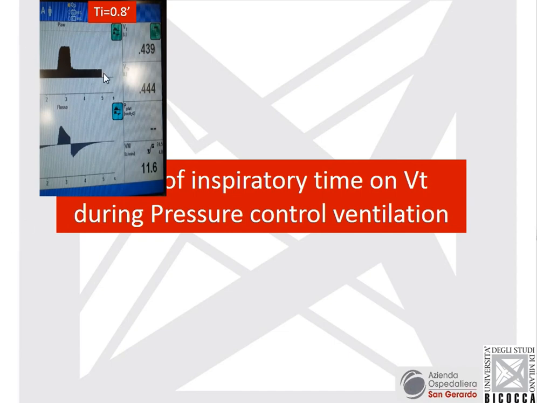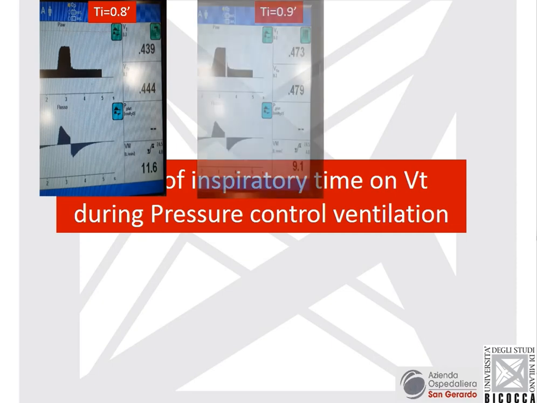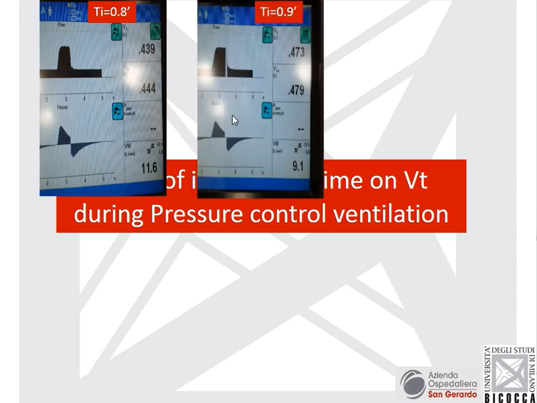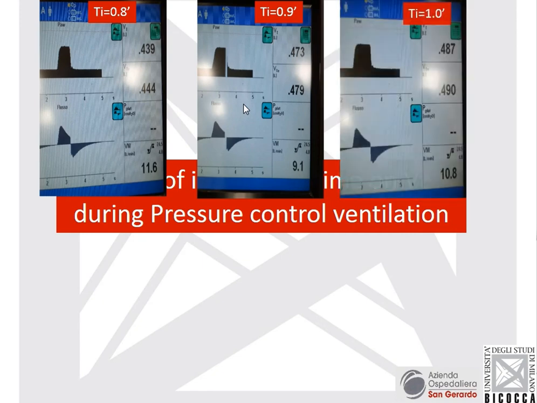Here our tidal volume is 444 ml and our inspiratory time is 0.8. You have pressure and flow. Now we increase our inspiratory time and tidal volume goes up. Why is that? Because here the flow was not zero, so we are giving more time to the airway pressure to equilibrate with the alveoli, and so the tidal volume will go up.